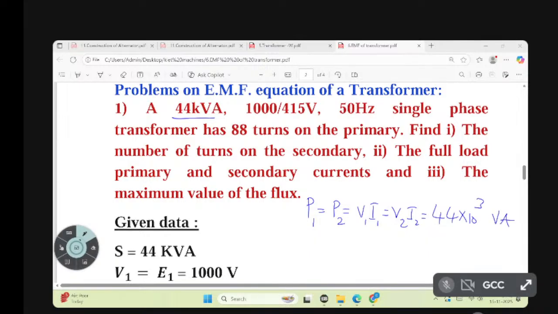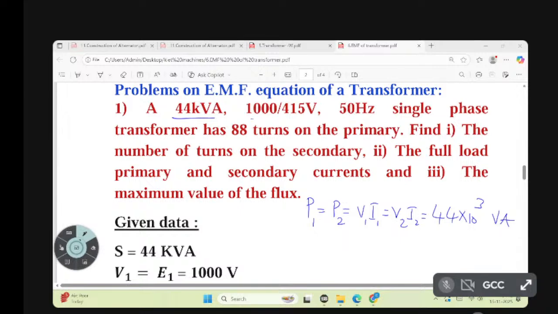Kilo you have to consider. Kilo volt ampere, kilo is 10 to the power of 3. Milli is 10 to the power minus 3. Mega is 10 to the power 6. Nano is 10 to the power minus 9. Like that, you have to consider kilo, mega, milli, micro, nano.